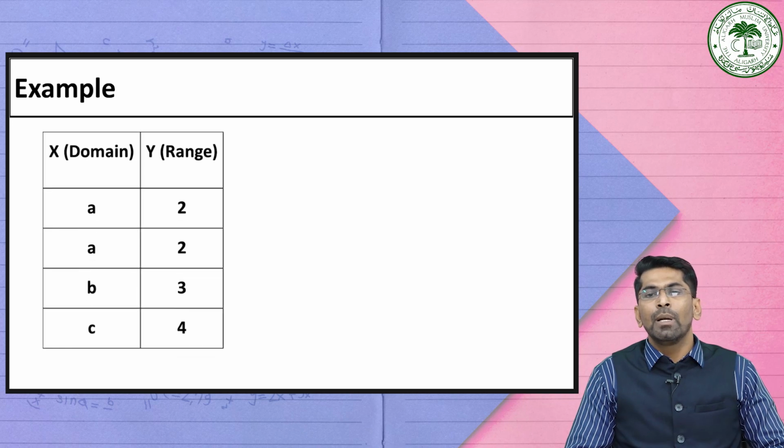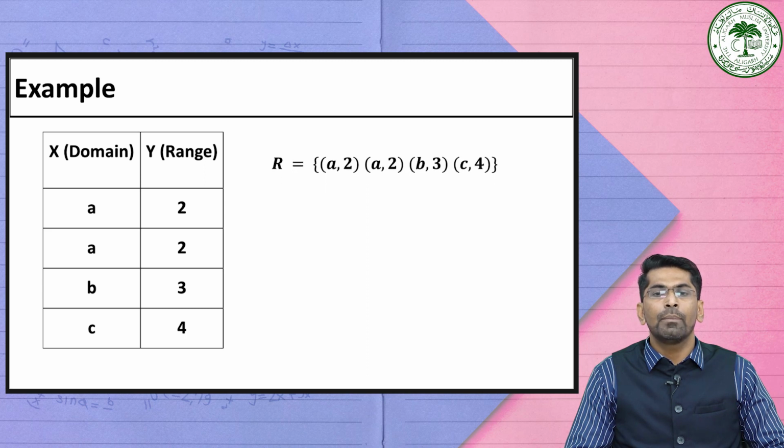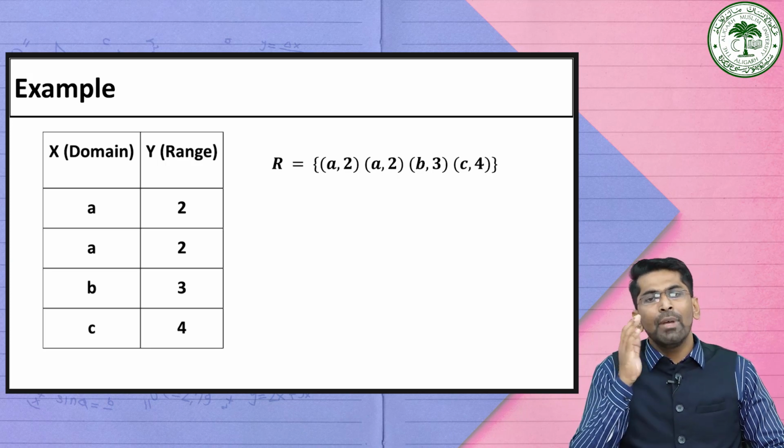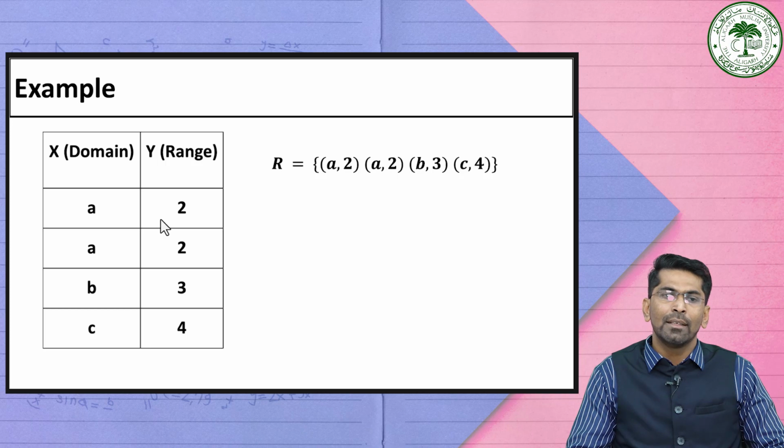Now consider another example, taking a table. See, we have the domain and range given: A, A, B, C and 2, 2, 3, 4. So the possible pairs are (A, 2), (A, 2), (B, 3), (C, 4). Do you think this is a function? See, this is a relation. Is it a function? Why? We have a repeating value of x. A is repeated, but it has been associated with the same value of y, 2 and 2. So the pair (A, 2) is repeated, or written twice.